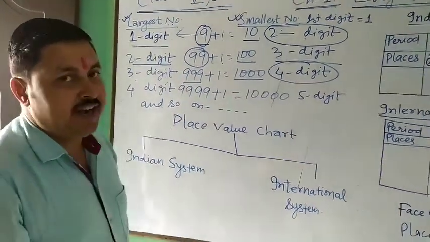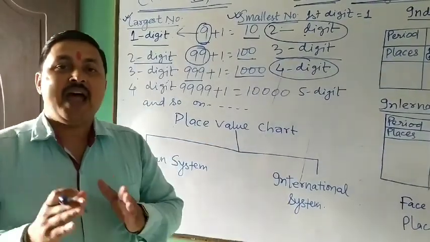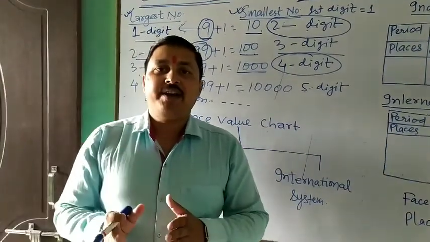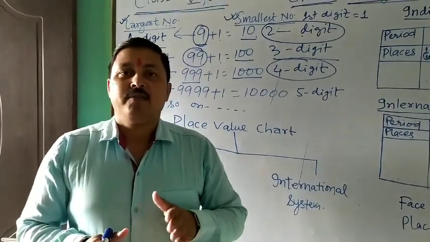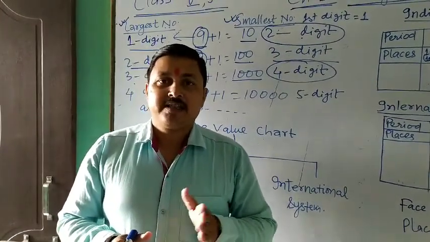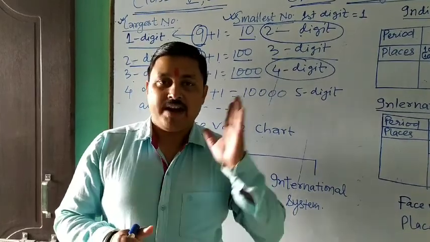This way we can find out the largest number and smallest number of every digit. First digit, second digit, third digit, fourth digit, 5 digit, smallest and greatest we can find out this way.